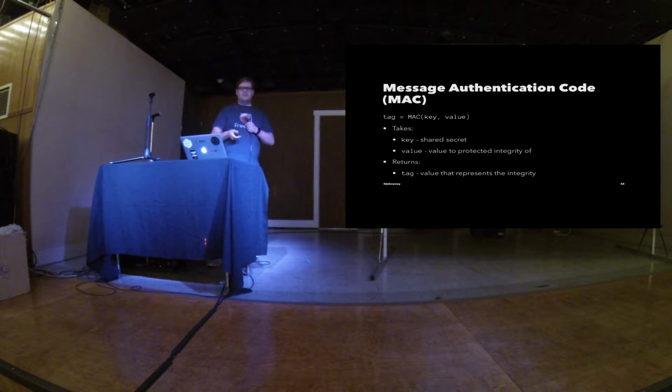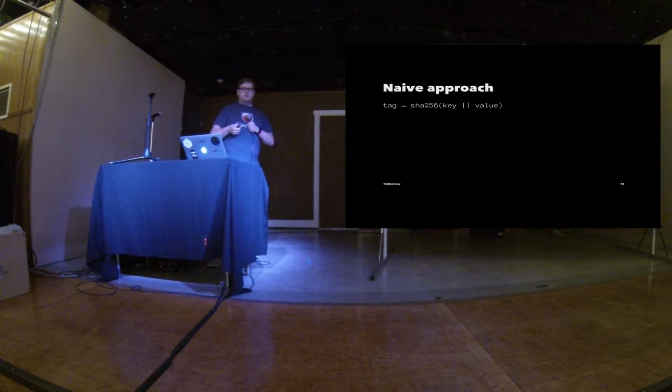So this is great. And a naive approach would be to create it just like this. We'll take the key and we'll concatenate it with the value and we'll run it through SHA-256. So the problem here is that SHA-256, like almost all of the hash functions we use, besides some of the newer ones, have a construction where they're vulnerable to something called a length extension attack. This is just in the basis of how they're designed.